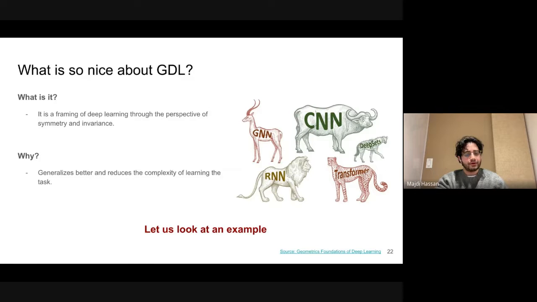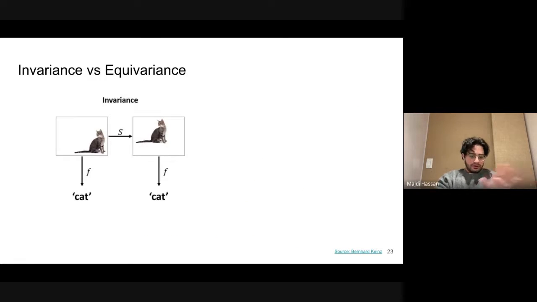Let's look at an example, to discern what invariance is and what equivariance is. Let's say you have an image of a cat, and you apply some transformation S on it. This transformation essentially translates the cat from the bottom right corner to the center top of the window. Let's say you have a classifier that's trying to identify what this thing is. On the left-hand side, it's a cat, and when I translate it, it's still a cat. The properties of the cat don't change just because it's moved somewhere else in the image.